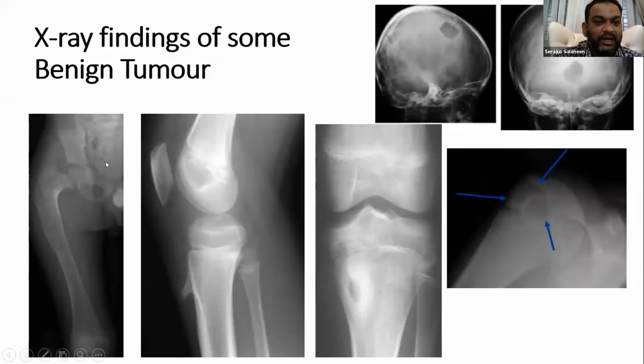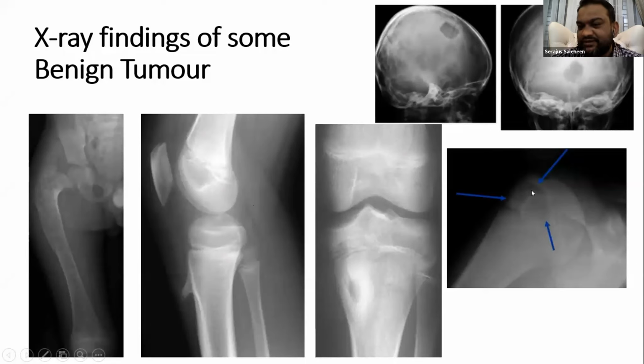And this is the X-ray of fibrous dysplasia, and this is the X-ray of osteochondroma, and this is the X-ray of osteoma. And this is the common X-ray of eosinophilic granuloma. It usually occurs in the skull and sometimes in the pelvic region. There is an osteolytic lesion, well demarcated with surrounding sclerosis, found in the eosinophilic granuloma.